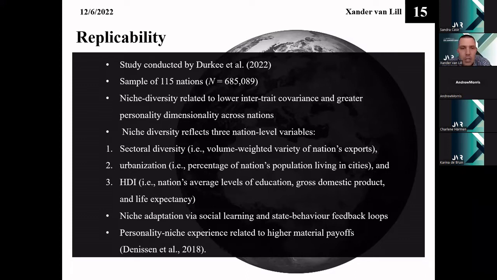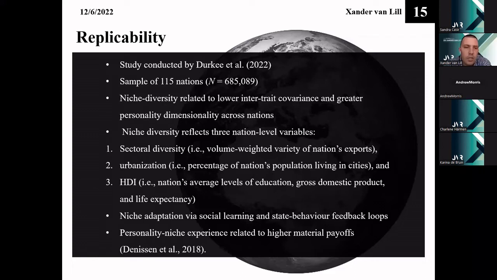Now, what they meant by niche diversity, I'd like to put it like this: what's the differentiation or the variety of jobs that you get in a particular country? So it includes something like your sectoral diversity, the volume-weighted variety of your nation's exports, or urbanization. We know that there are more opportunities available in cities. And obviously your HDI, your average level of education, gross domestic product, and life expectancy in a country.